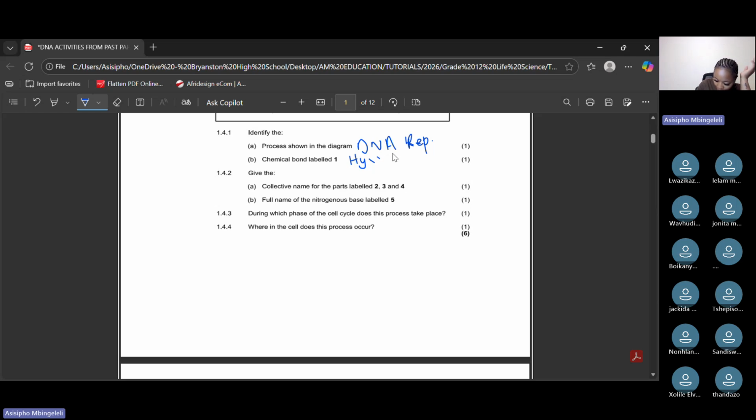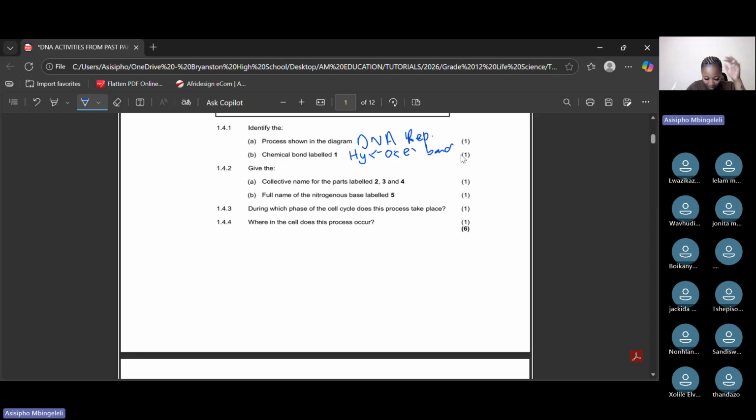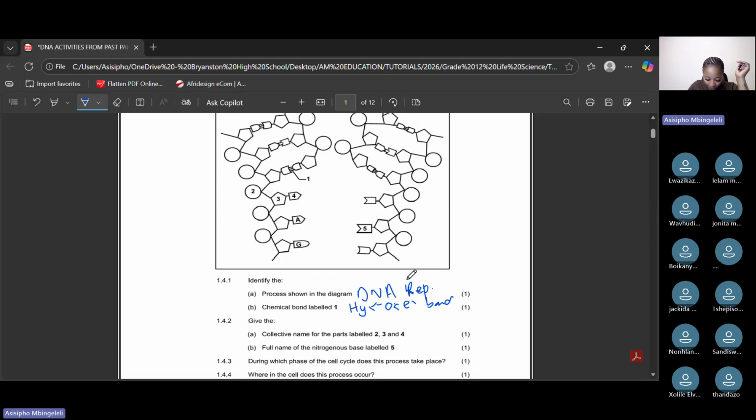Hydrogen bonds. Okay. Then give the collective name for the parts labeled 2, 3, and 4. Wavudi? Nucleotide. Thank you so much. This would be the nucleotide.